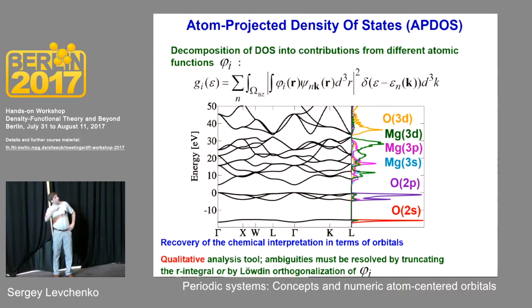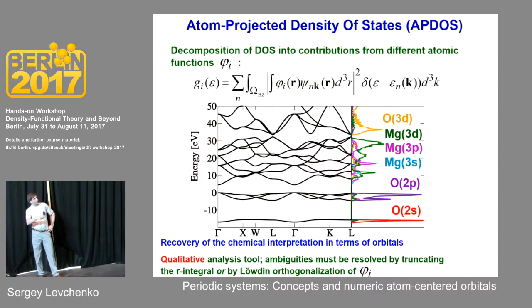For example, in this case, we look at the band structure and density of states of magnesium oxide. By calculating this projected density of states, we find that the top of the valence band is mainly composed of oxygen 2p states, while the bottom of the conduction band is due to magnesium 3s mainly, right? So we can get this kind of chemical information about the bonding in the solid.